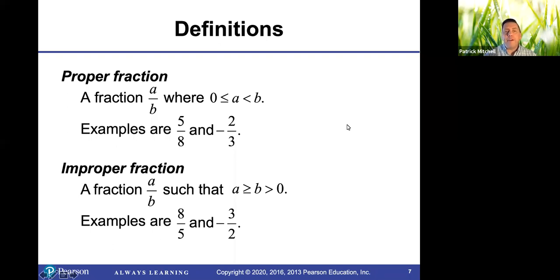An improper fraction is a fraction where the numerator is greater than or equal to the denominator. For example, 8/5 and -3/2. So you know that improper fractions can also be written as mixed numbers.